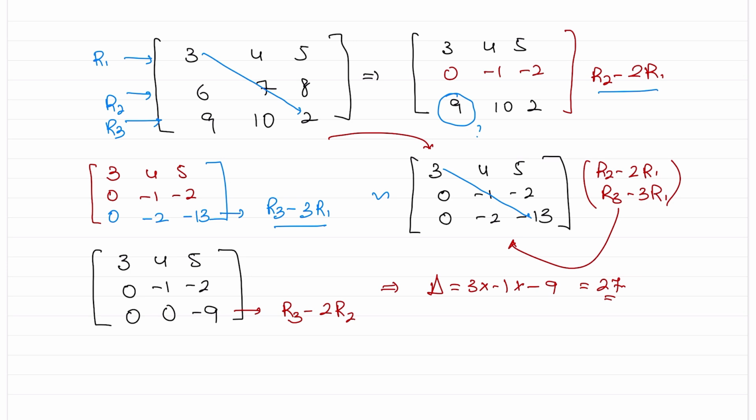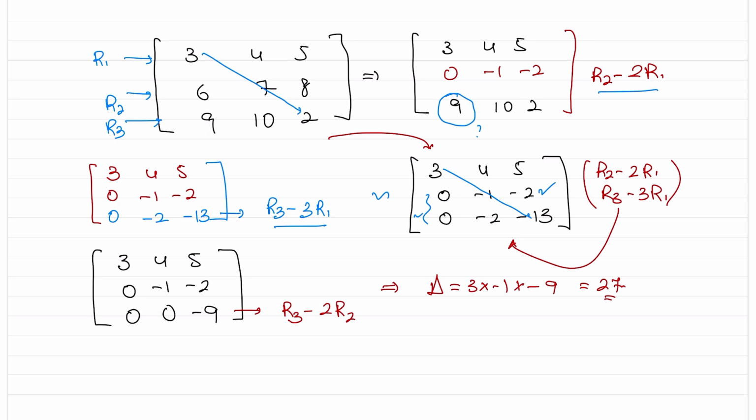First step directly here only we will go. Using this 3, I have to make 6 and 9 0. That means R2 minus 2R1 and another is R3 minus 3R1. R2 minus 2R1 means these two are 0. R2: 7 minus 2R1 is 7 minus 8, which is minus 1. Then 8 minus 10 is minus 2. This line is correct.